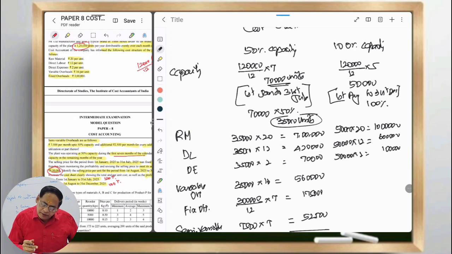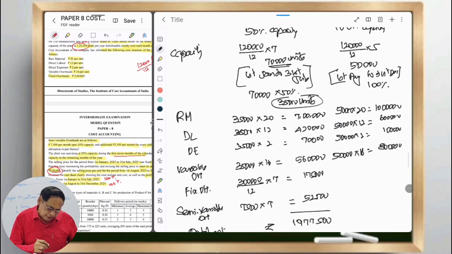And then variable overheads, 16 rupees. So, 50,000 into 16, 16 fives are 80, so 8 lakhs. And then fixed overheads. Fixed overheads means 3 lakhs for the year. So, for 12 months 3 lakhs, for 5 months how much? So, 3 lakhs divided by 12 into 5, that is 1,25,000.